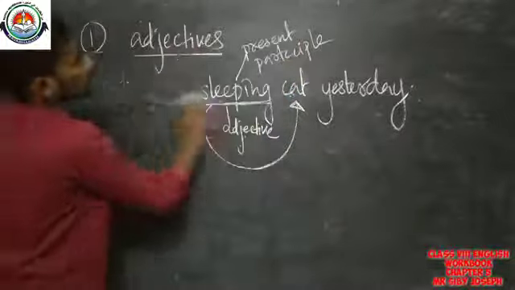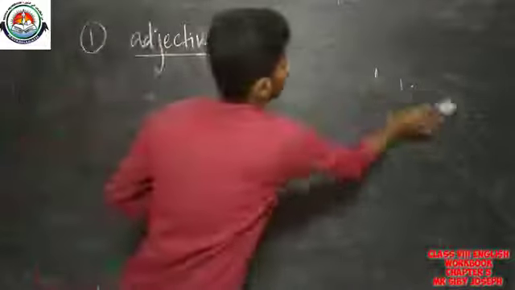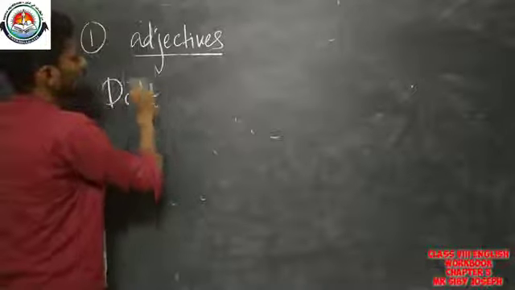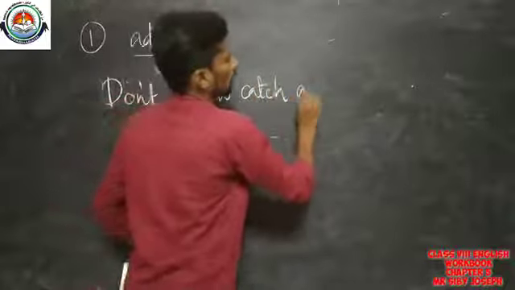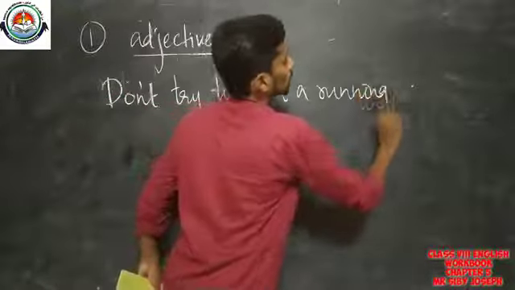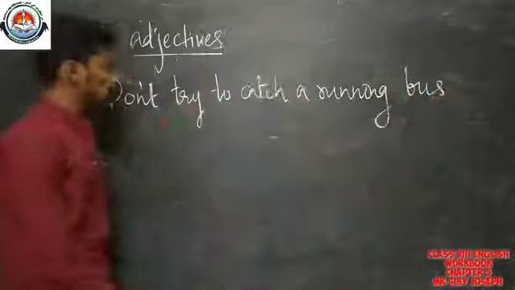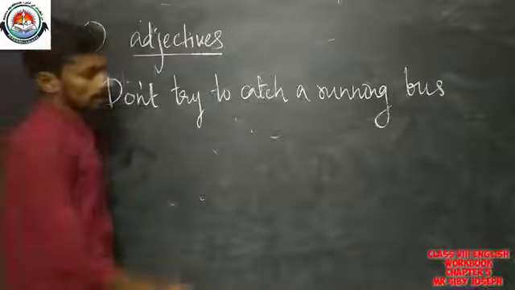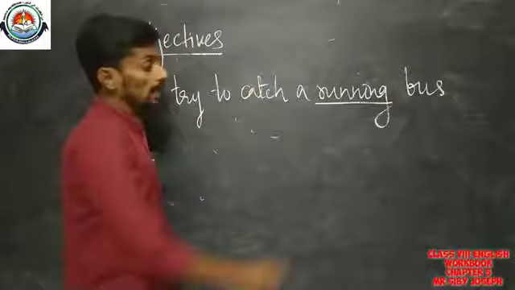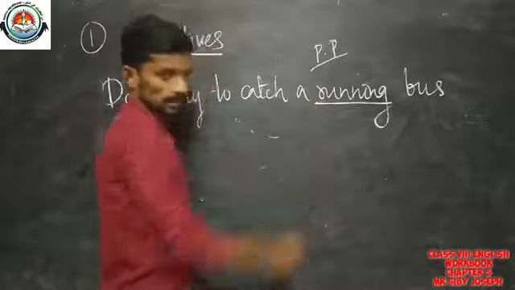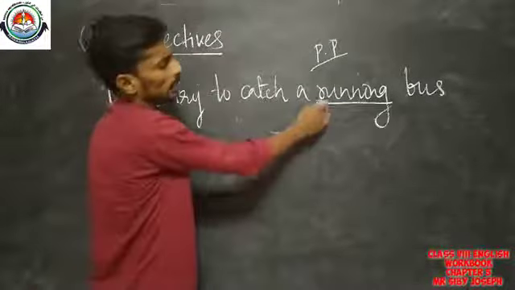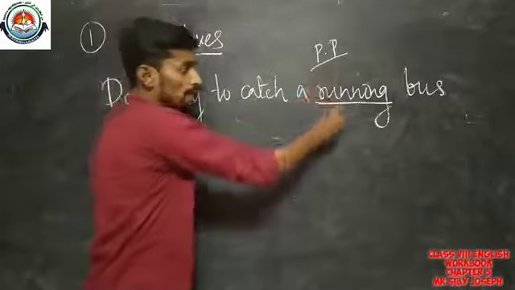So, let me write the second example. Look at the second example. Don't try to catch a running bus. Again, look at this example. Don't try to catch a running bus. So, here running is an example of a present participle because it is the ing form of the verb run.